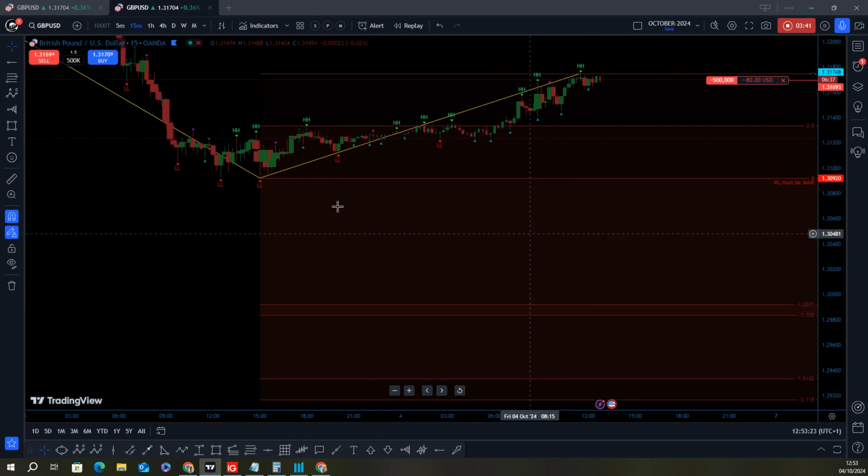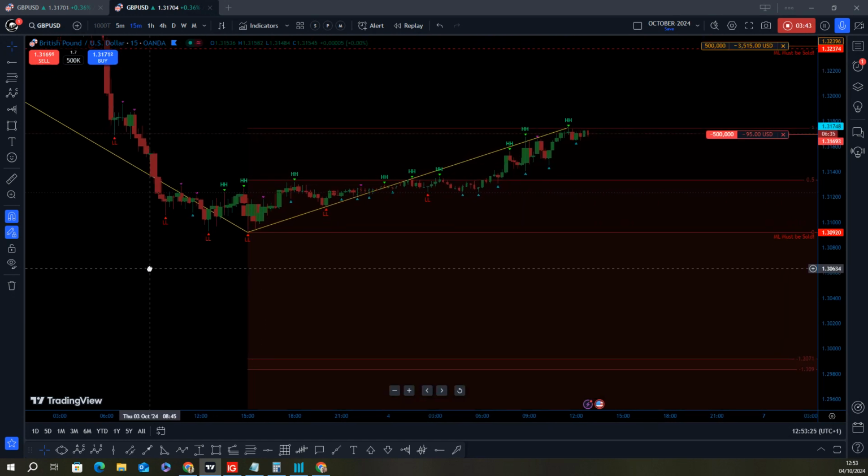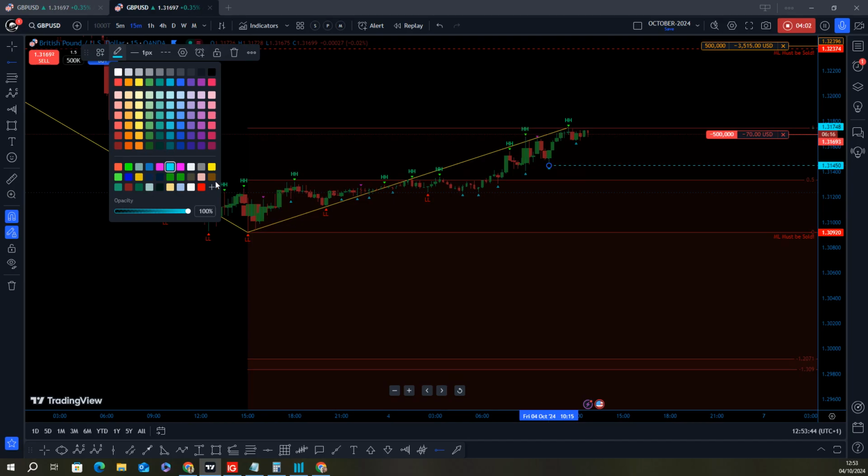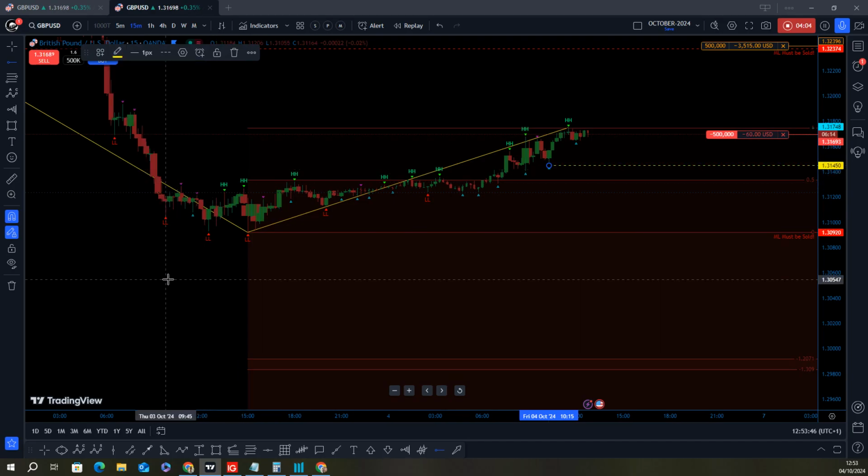That may not happen until the middle of next week or something like that, because once we break this low, that confirms a trend. Actually, once we break this here, that confirms that the sellers are becoming interested in the pound again.